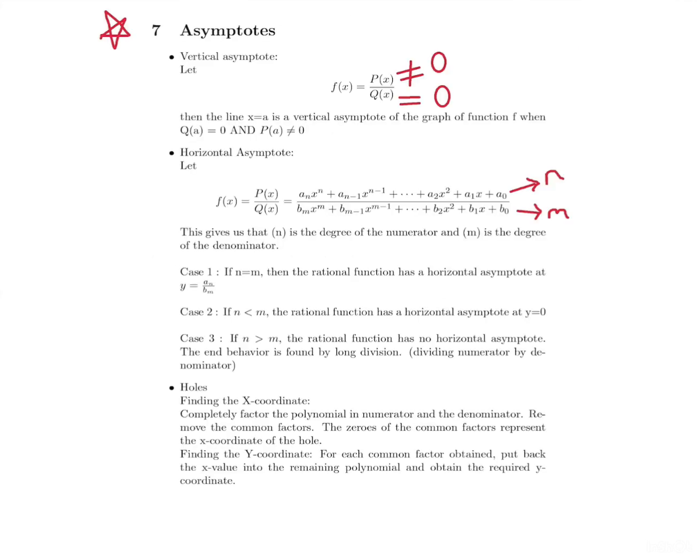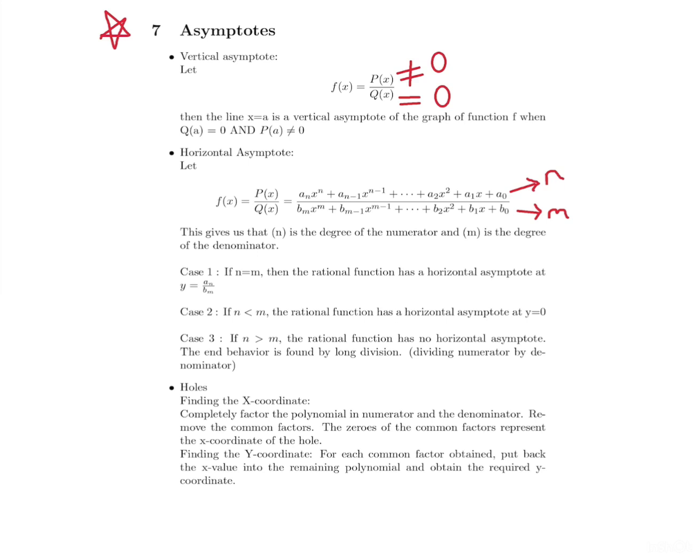Number 7, asymptotes. This is again a very important concept. We have vertical asymptote. If I have my function f of x as p of x upon q of x, so in short, f of x is a rational function, then the line x equal to a is a vertical asymptote of the graph of f when q of a, which means the denominator, is 0, but the numerator does not equal 0. This is a very strict condition, and people often confuse between a vertical asymptote and a hole. I'll make holes clear in a moment too.